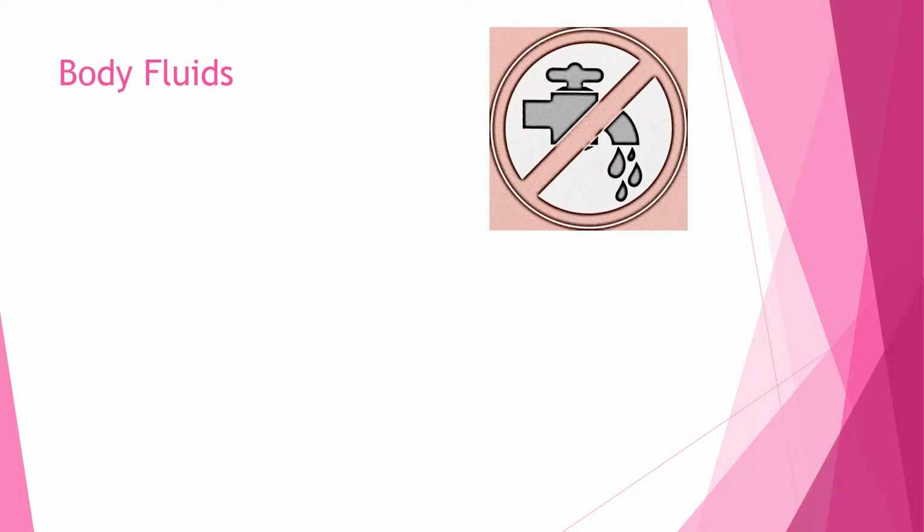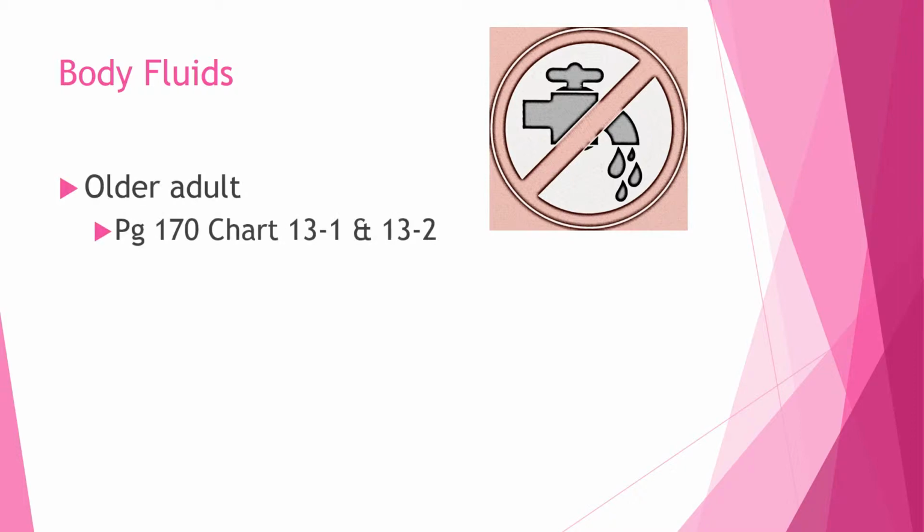A person's age, gender, and amount of fat affect the amount and distribution of body fluids. On page 170 in your textbook, Chart 13-2 provides a detailed chart regarding the impact of age-related changes on fluid balance. As one ages, they experience loss of skin elasticity, decreased muscle mass, adrenal atrophy, and other changes that are listed in the chart.